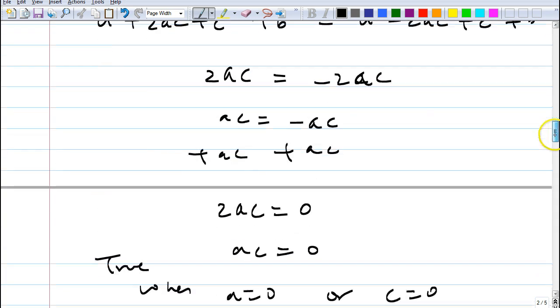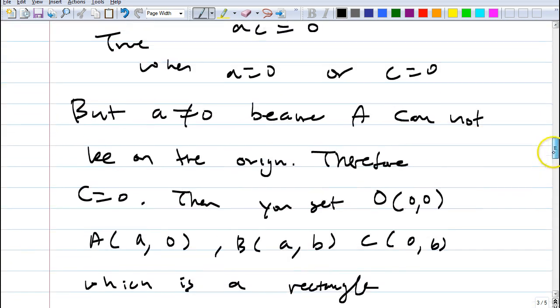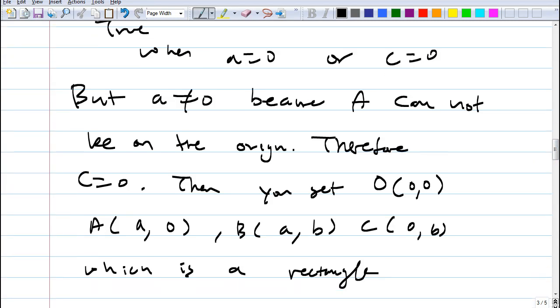Hey guys, we're not done. Okay, listen. Hey guys. So A can't be 0 because A cannot be at the origin, right? So therefore, the only way for this to be true is if C is equal to 0, then you get a rectangle. You get 0, 0, A 0, A B, and 0 comma B. Does that make sense?